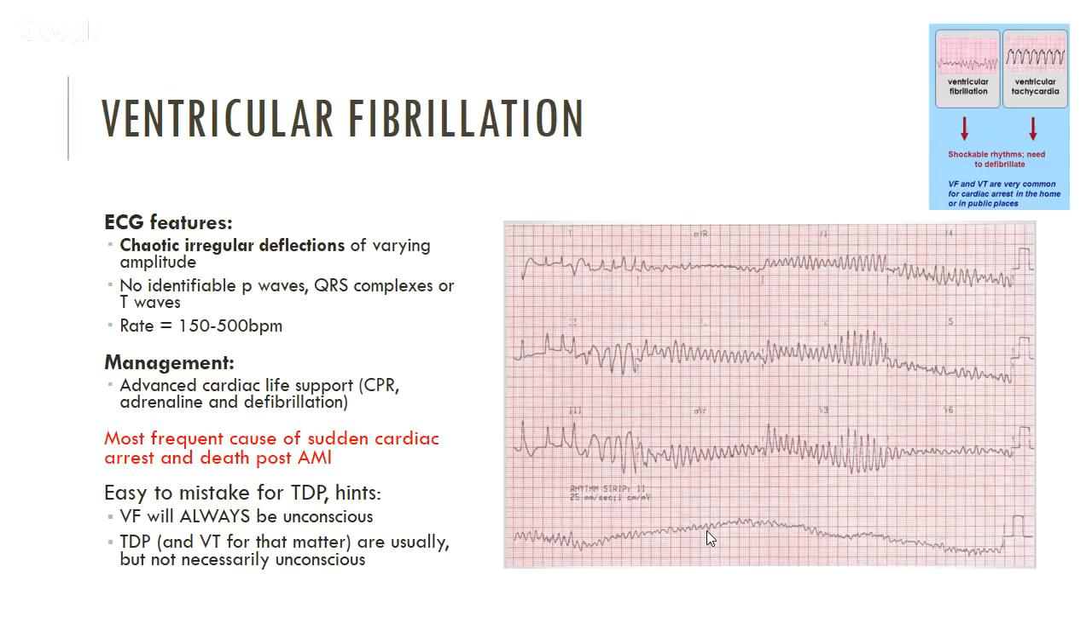And the other shockable rhythm is ventricular fibrillation. It just looks like a big squiggle and there's no pattern to it. It's important to know because it's the most frequent cause of sudden cardiac death post-AMI. The way to differentiate between torsade de pointes and VF, because they both look squiggly and irregular, is that in this scenario, VF patients will always be unconscious because they're not able to sustain enough cardiac output to retain consciousness. But with torsade de pointes and VT, the patient's usually conscious. So that's one way of differentiating the two. And this is the one you do CPR.